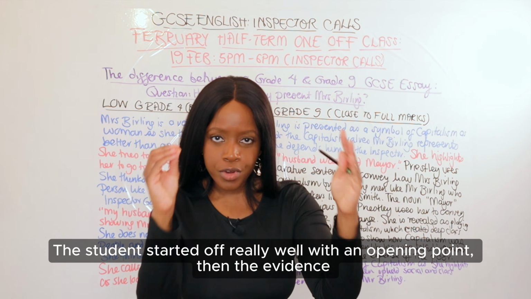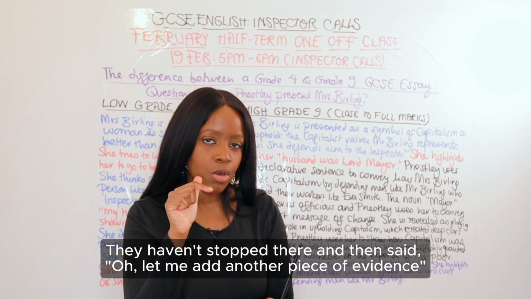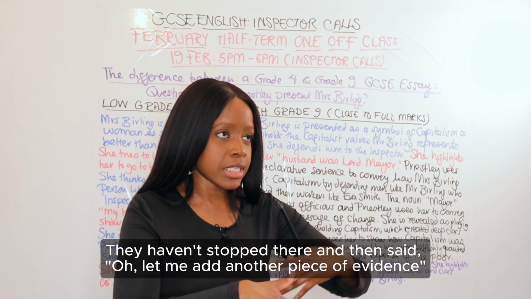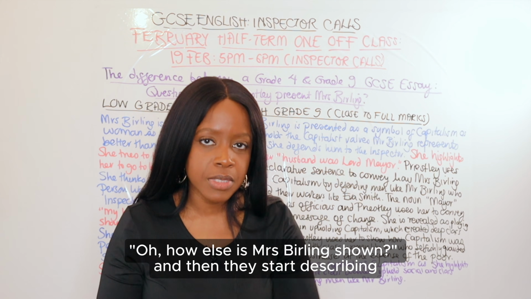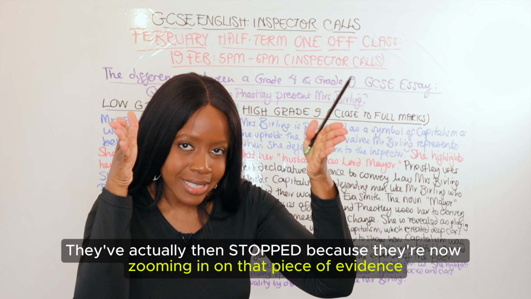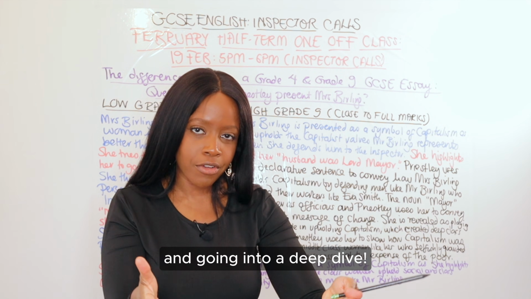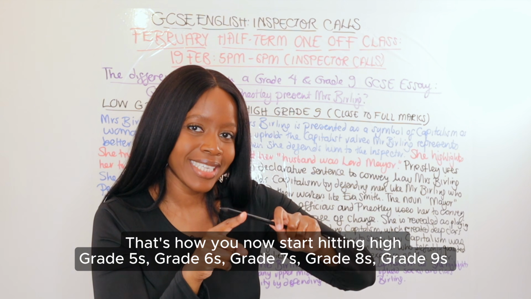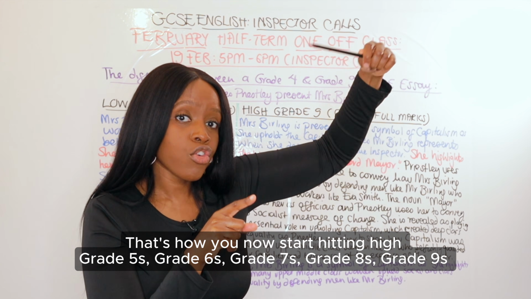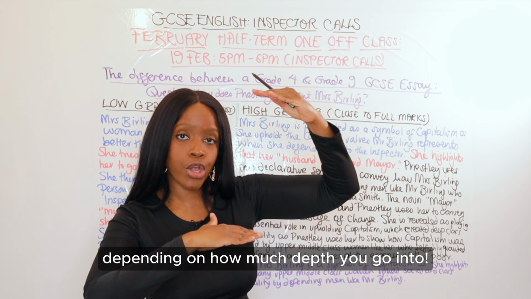She highlights that her husband was Lord Mayor. So they've started off really well with an opening point, then the evidence, but they haven't stopped there and said, oh, let me add another piece of evidence, oh, let me add another point, oh, how else is Mrs. Birling shown? They've actually stopped because they're now zooming in on that piece of evidence and going into a deep dive. That's how you start hitting high grade 5, grade 6, grade 7, grade 8, grade 9, depending on how much depth you go into.